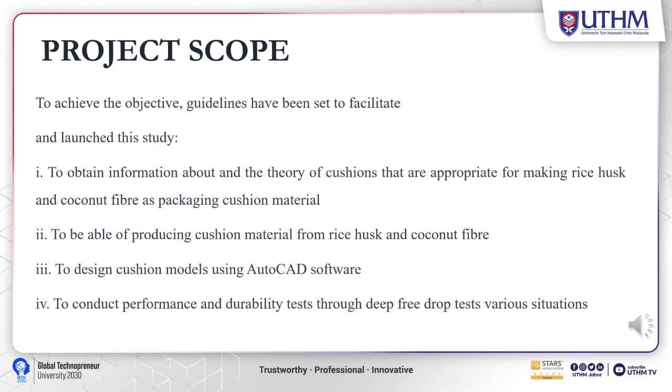Next, we are able to produce cushion materials from rice husk and coconut fiber. The third scope is to be able to design cushion models using AutoCAD software, and lastly to conduct performance and durability tests through free drop tests at various orientations.